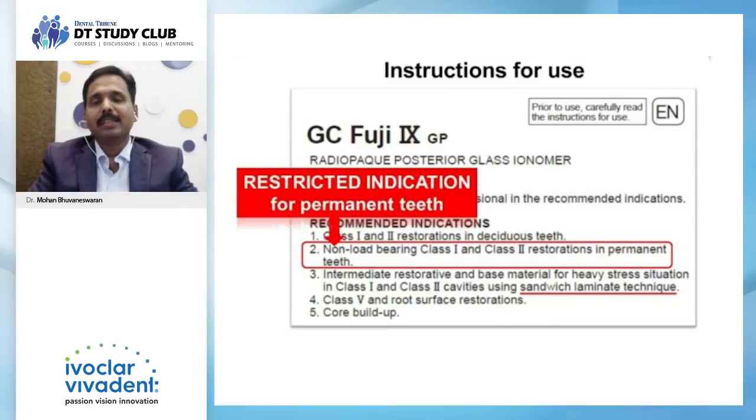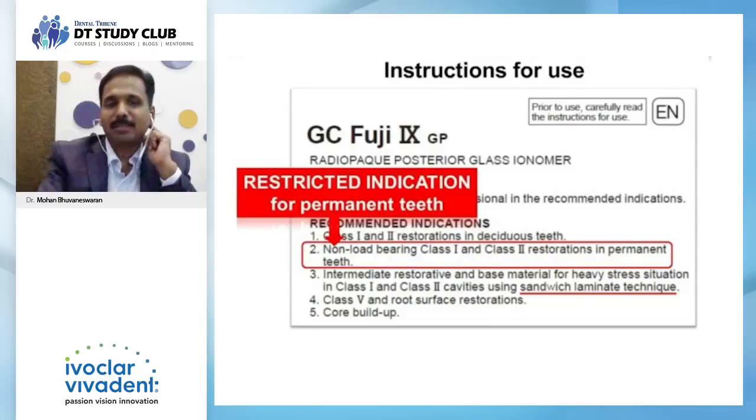They do not have the physical properties, which limits the indications. So you see the instructions for use of Fuji IX GP, it clearly states not to use them in load bearing class 1 and class 2. I don't understand what this non-load bearing area of class 1 and class 2 is. That simply means do not use them in class 1 and class 2. That's the simple meaning of it.